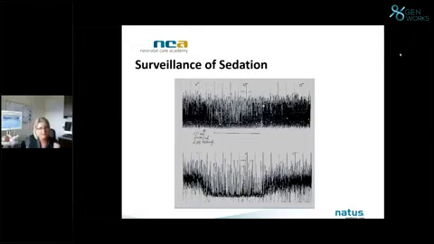Now look at the second one. This is a baby who actually had continuous normal background activity. This baby at the beginning of his trace had continuous normal background activity, and he was given sedation, and it absolutely flattened him down for quite some period of time, well over an hour, until that trace gradually started returning to normal.